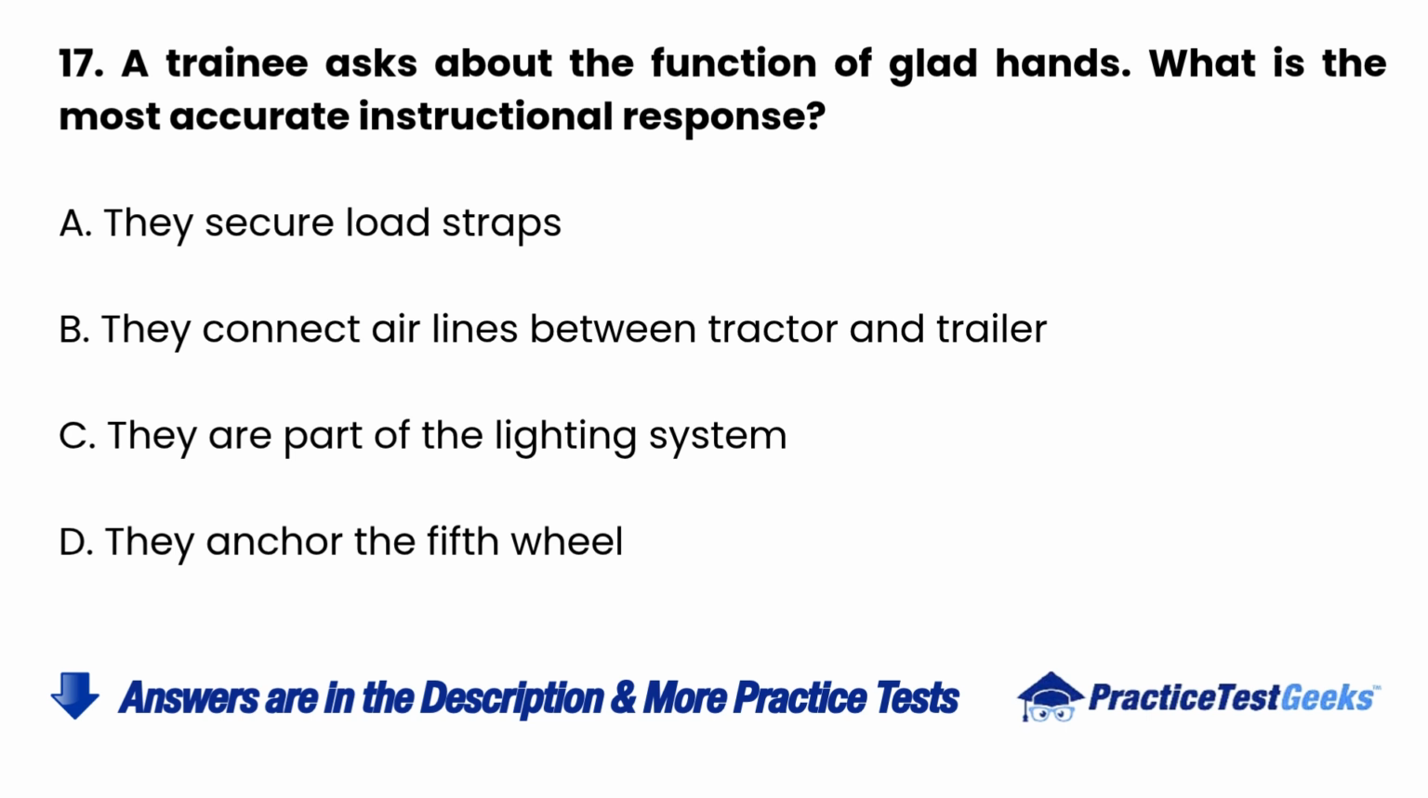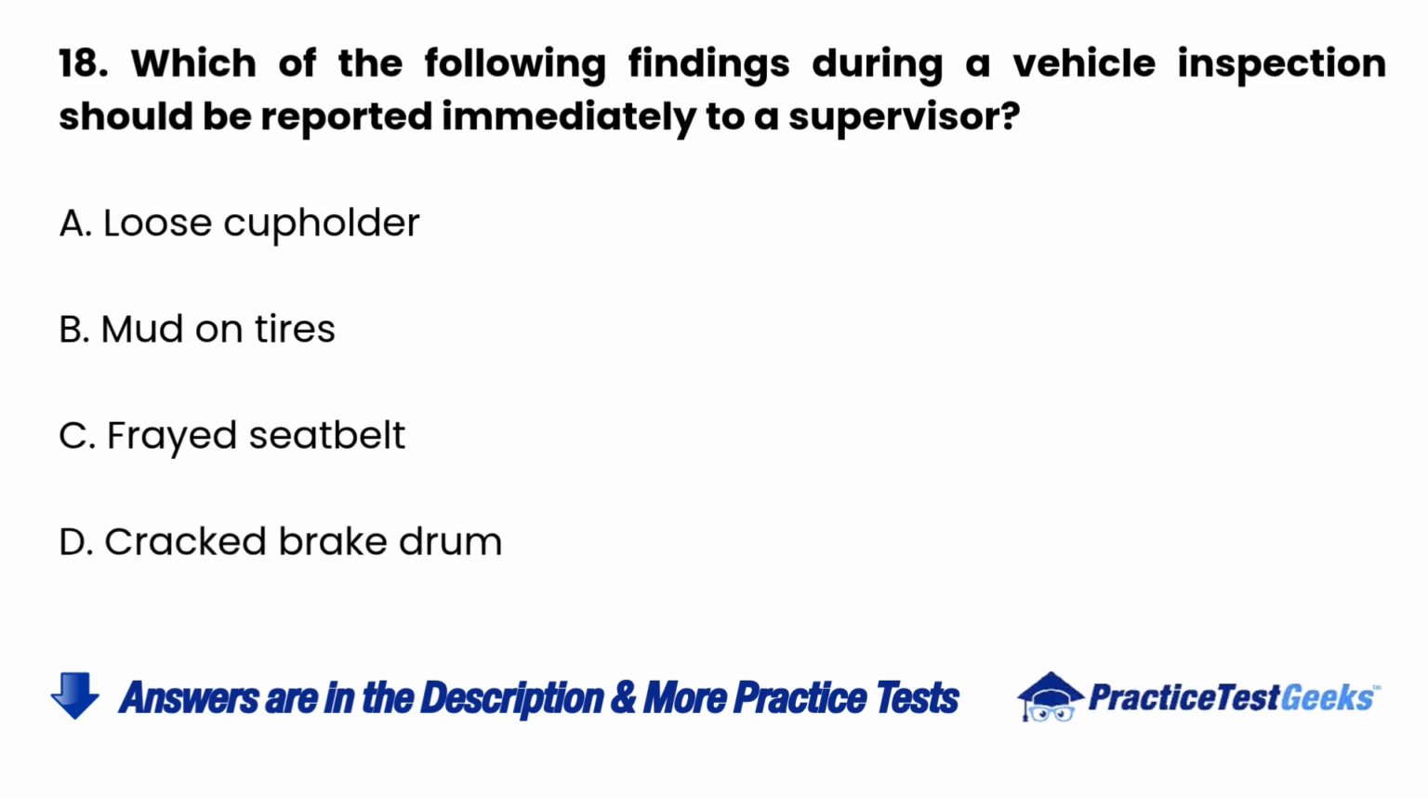A. They secure load straps. B. They connect air lines between tractor and trailer. C. They are part of the lighting system. D. They anchor the fifth wheel. 18. Which of the following findings during a vehicle inspection should be reported immediately to a supervisor?